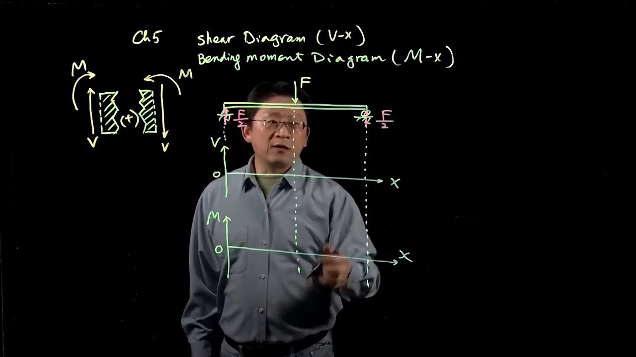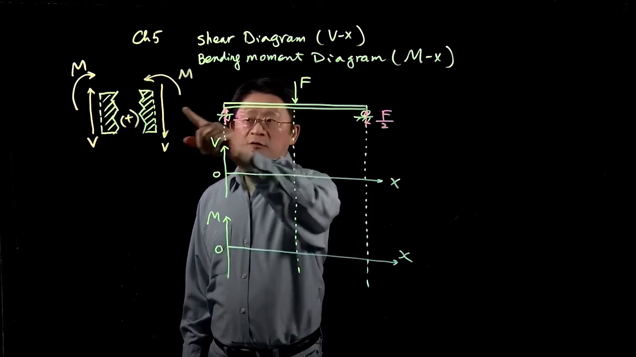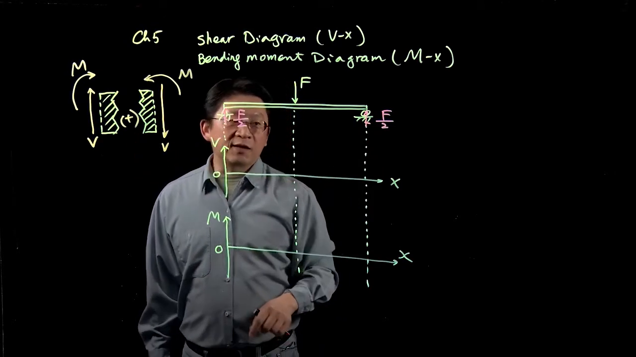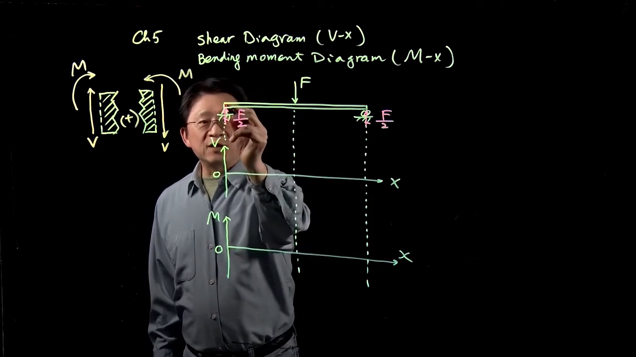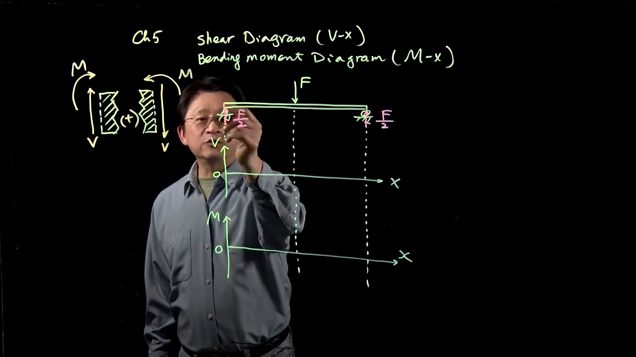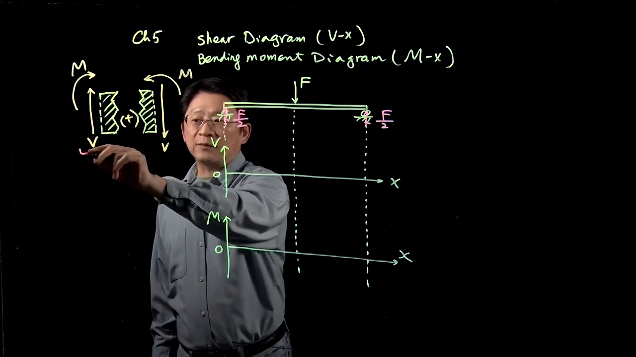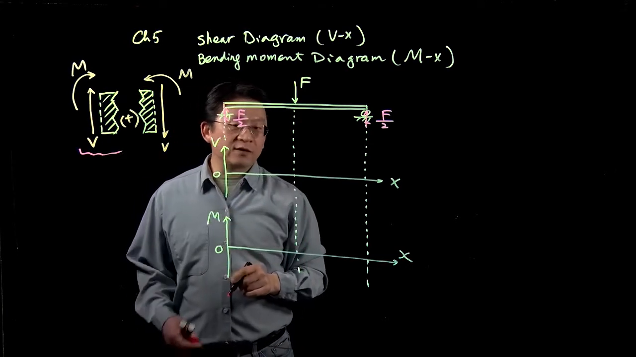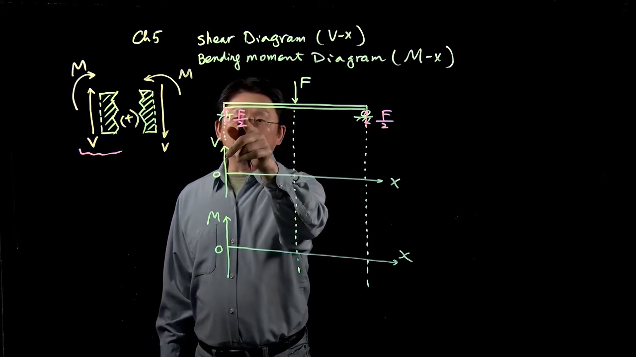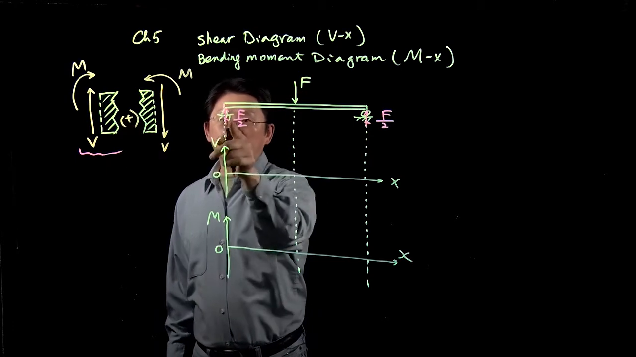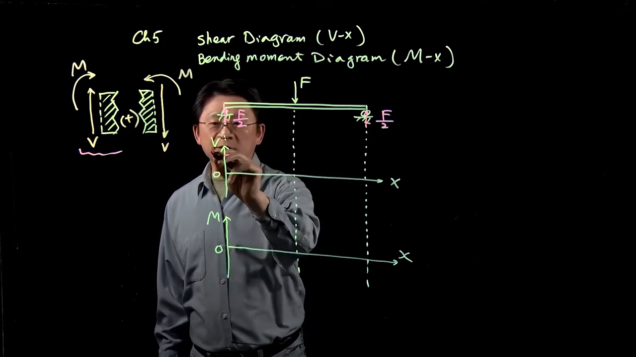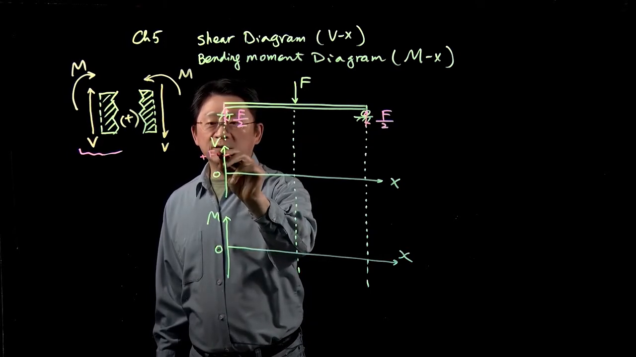Now, how do we follow the sign convention to draw the curve? We start from the left-hand side. This is a cross section facing to the left, so we pick this portion for our sign convention. The transverse load is half of F pointing upward, so according to the sign convention, that is positive. So we start from here, at positive F divided by 2.